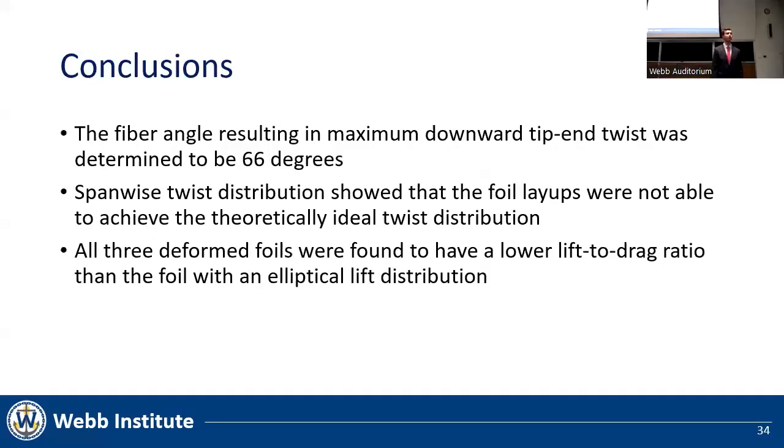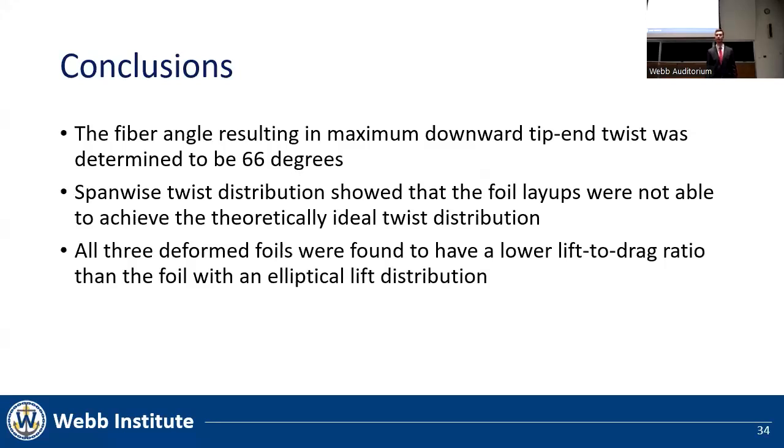From our investigation, we concluded the following: that the fiber angle resulting in the greatest amount of downward twist was 66 degrees. The composite foils were not able to achieve the theoretical twist distribution in any of the cases. The nose down twist still causes higher lift near the root and lower lift near the tip, but not to the extent of the theory.